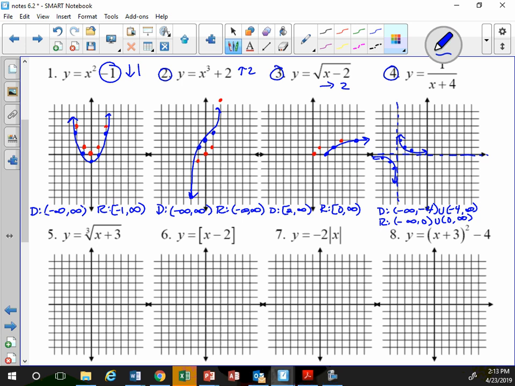Wait, is it domain? That's a 2. Because we shifted right too? Yeah. Okay.